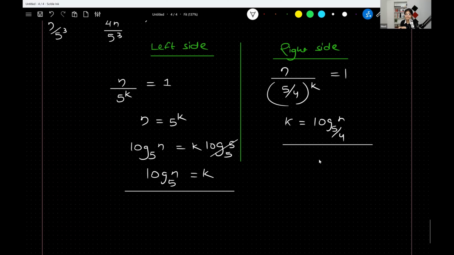Think over it. I have directly written it down, but it's one and the same way to compute this as well. Here we will be having 5, so the base is 5. Here we will be having 5 by 4, so the base is 5 by 4. Which value is bigger out of these two? Log n base 5, left side or right side?